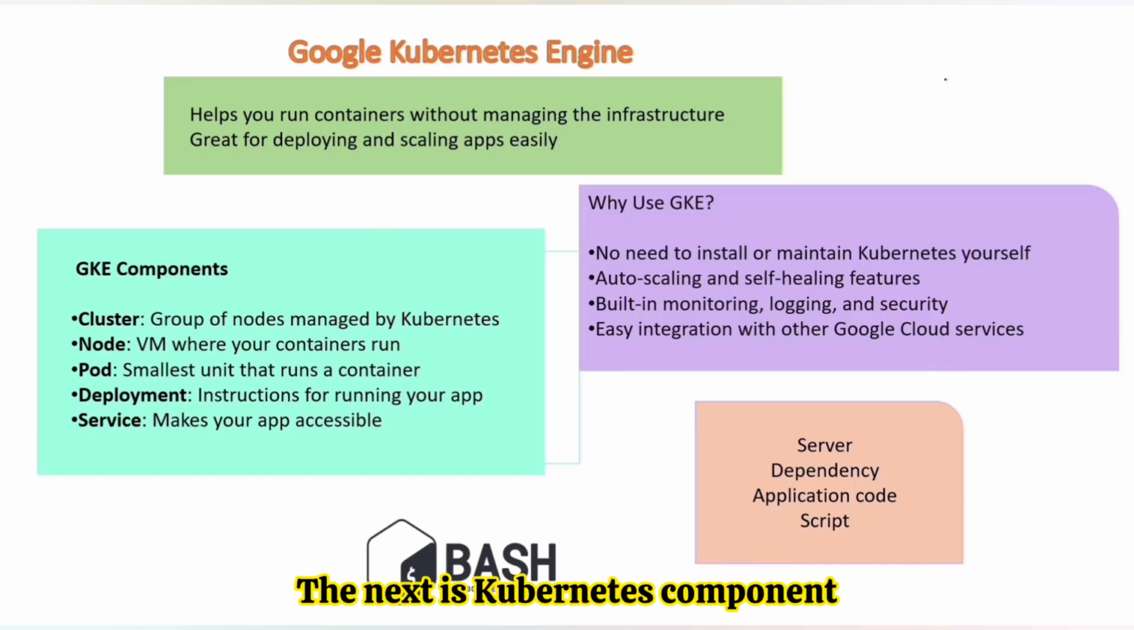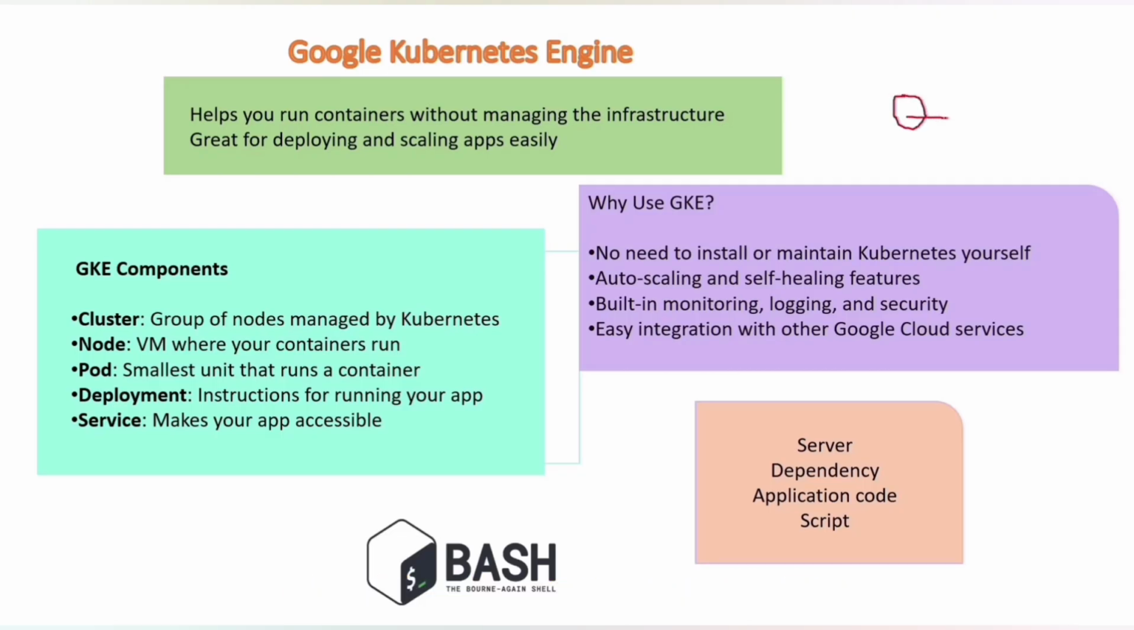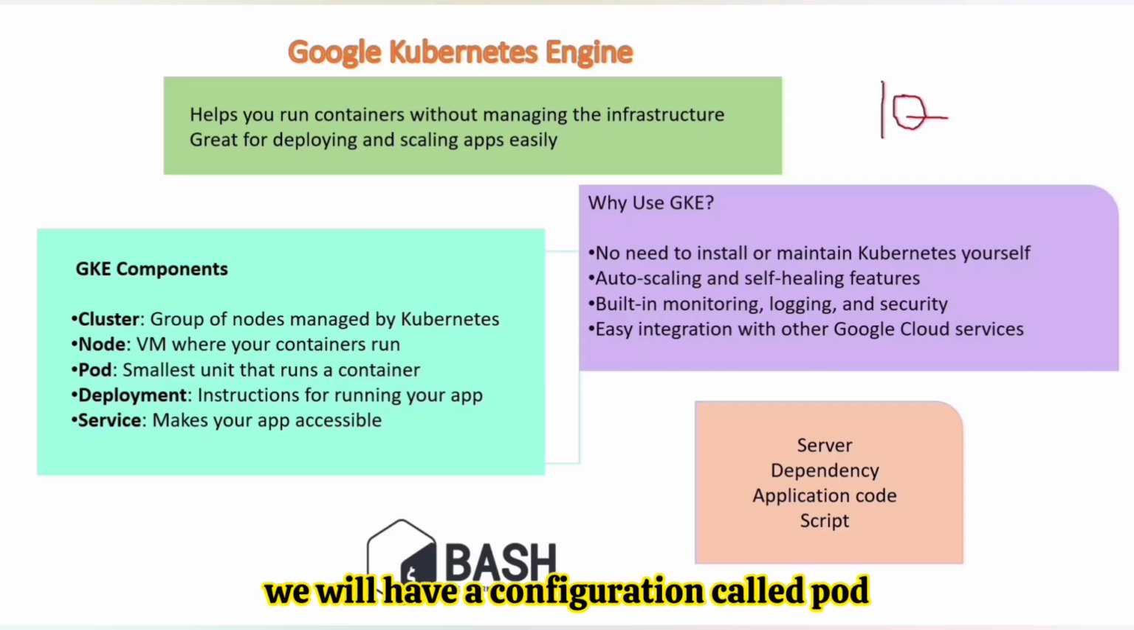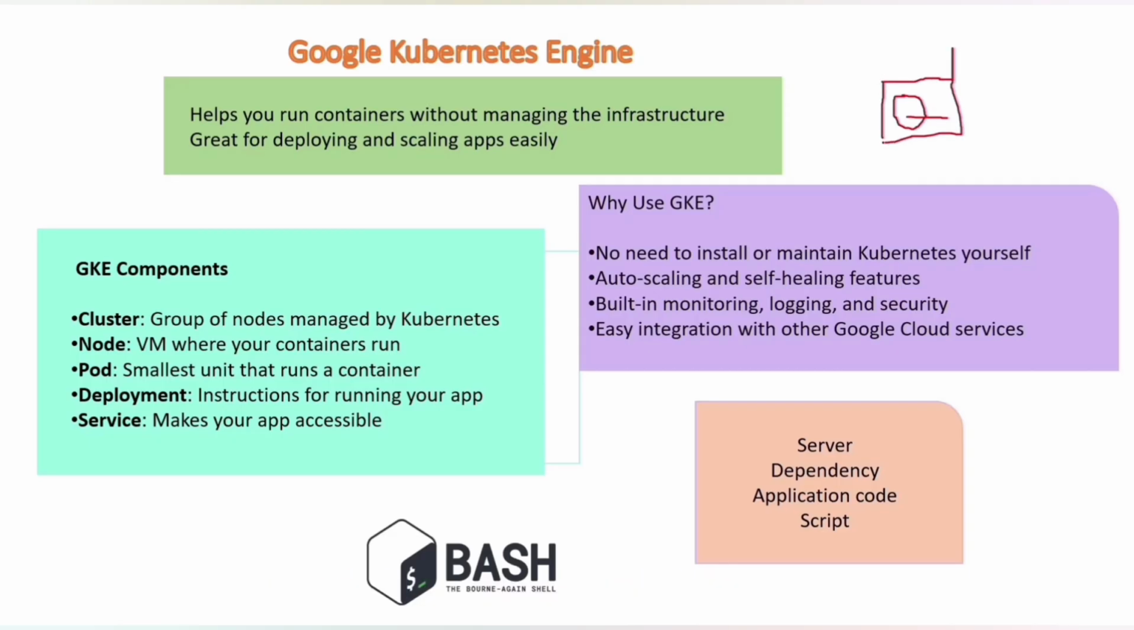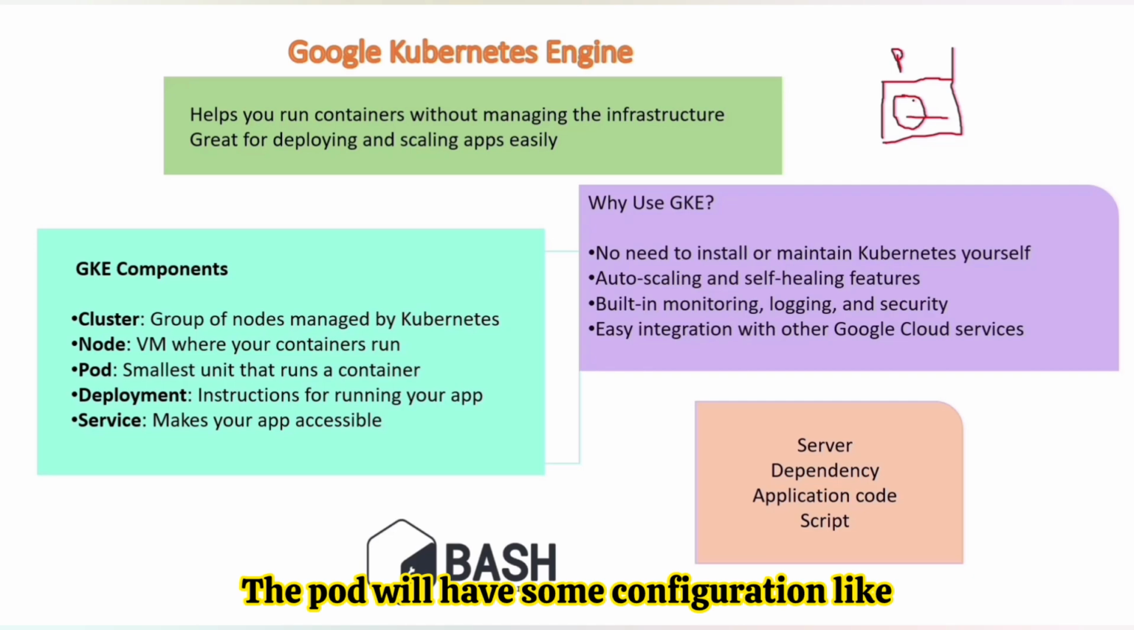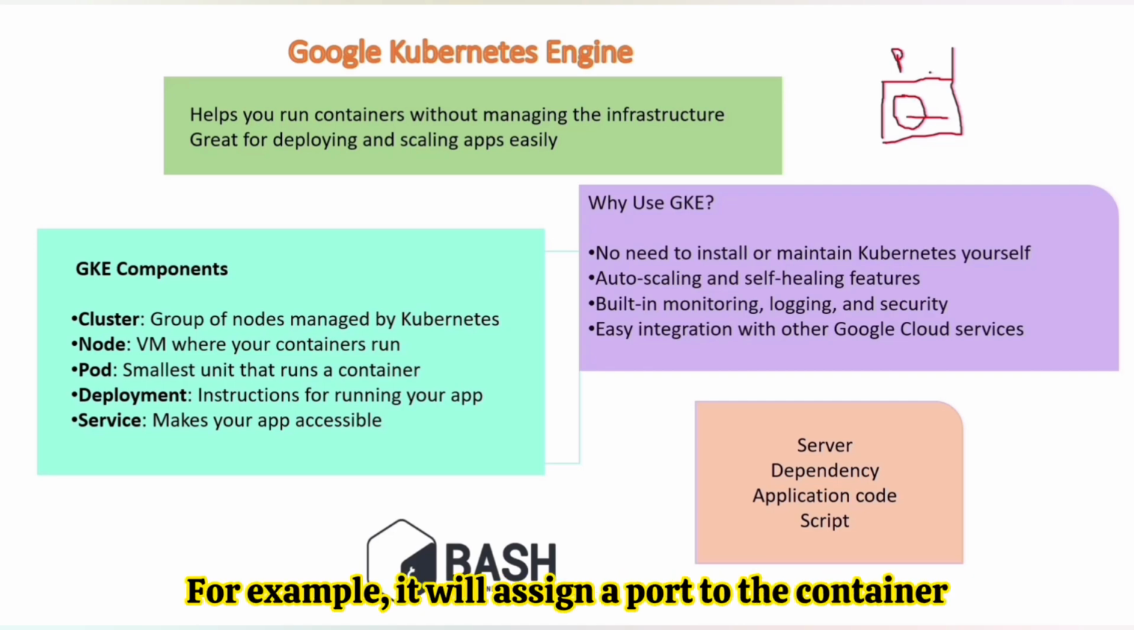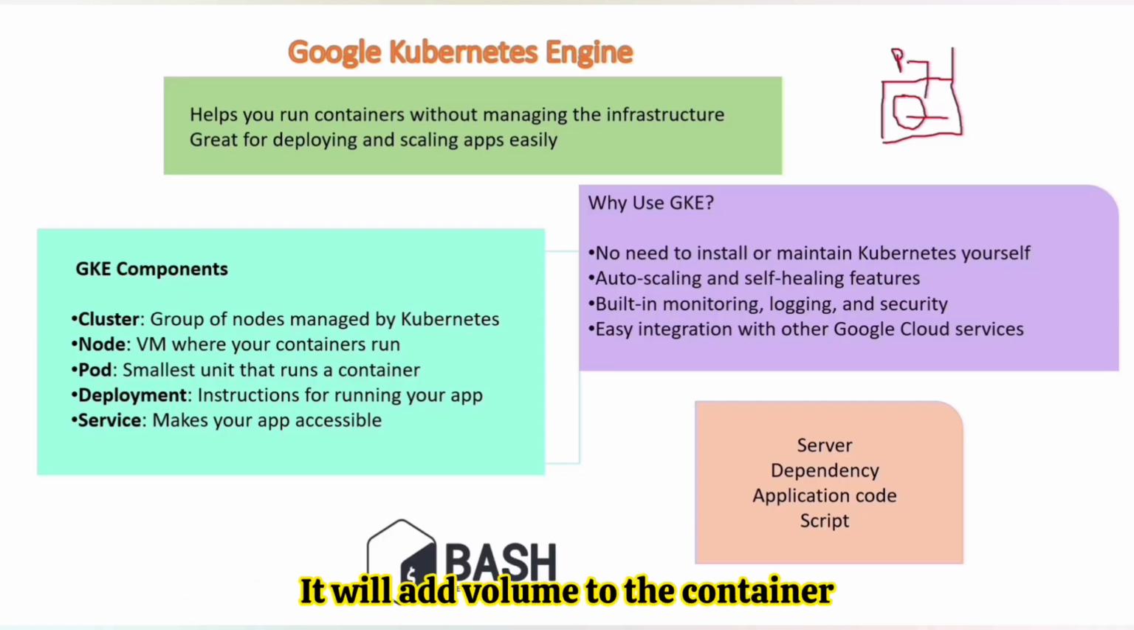The next is Kubernetes components. In Kubernetes components, the first we have is containers. Containers means running of an image. On top of that we will have a configuration called pod. What the pod will do is, it will maintain the container. The pod will have some configuration like how the container should behave. For example, it will assign a port to the container, it will add a volume to the container.